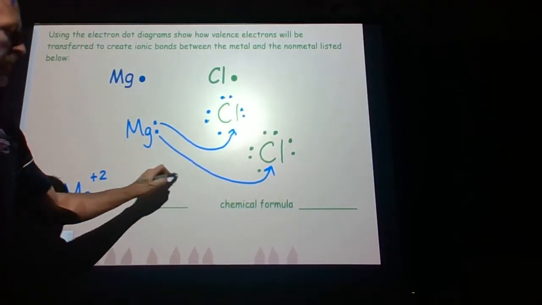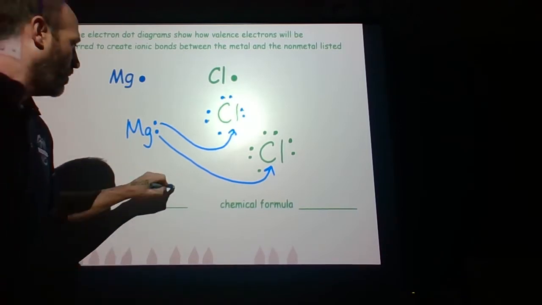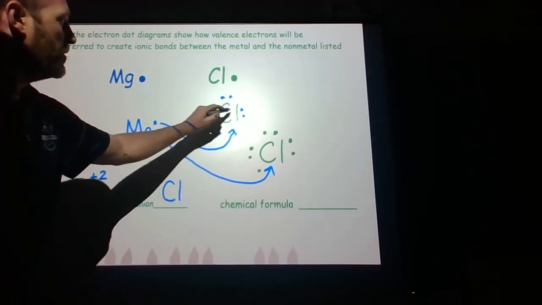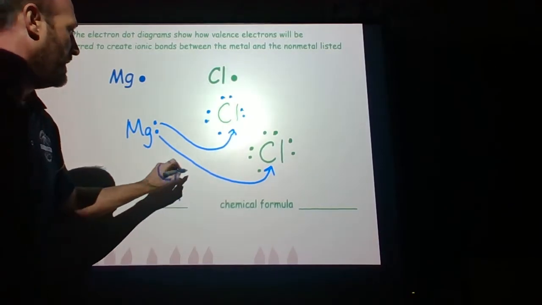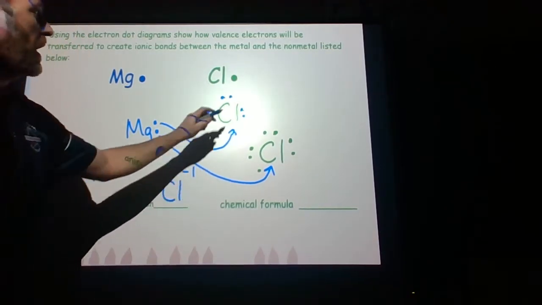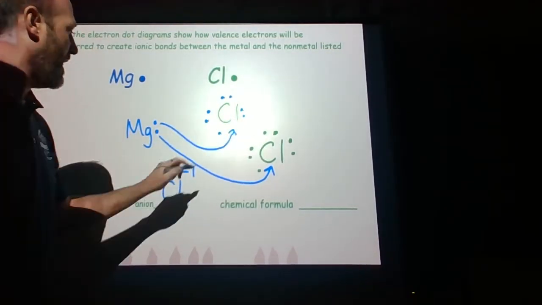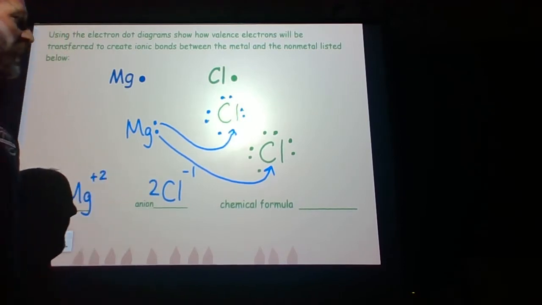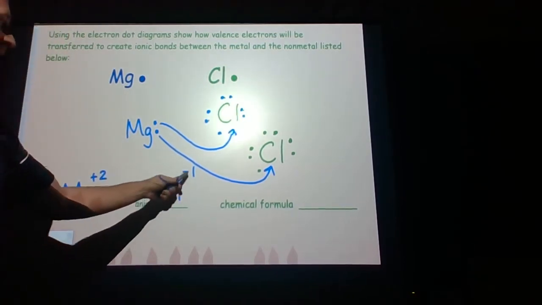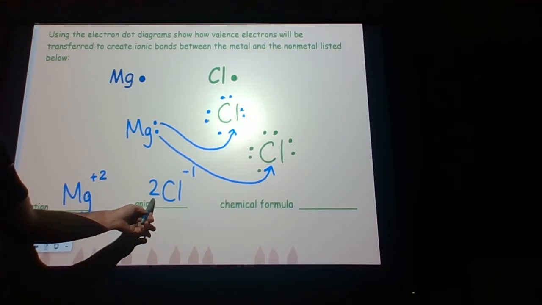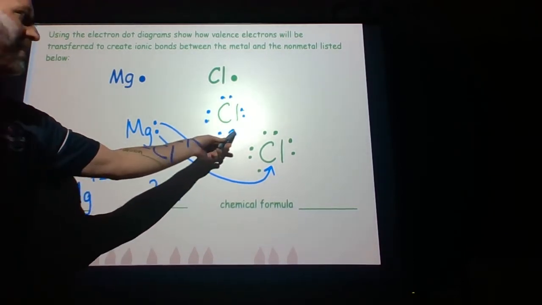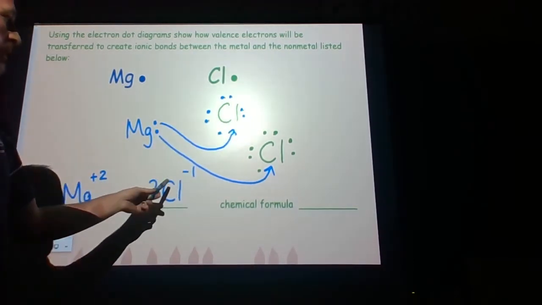This part is the most mistake-prone part of this. Chlorine, each chlorine only gained how many? It gained 1. But how many chlorine atoms do we have now? 2. So I put a big 2 in front, saying it's the same thing twice. It's not chlorine minus 2 because it doesn't gain 2.